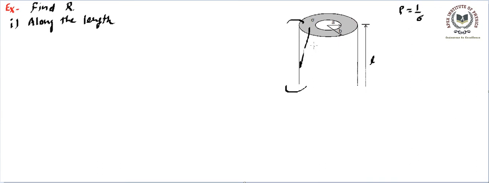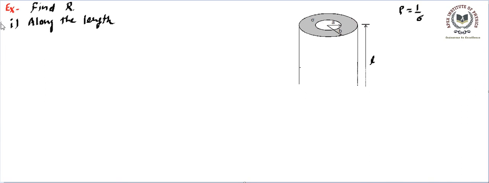So current is going to move along the length, that means in this manner. So I'm just erasing these things, and trying to find out this thing, right? So what we are going to do, we need to see from where the current is going to flow. You'll find the current is going to flow through the conducting part, not with this part.